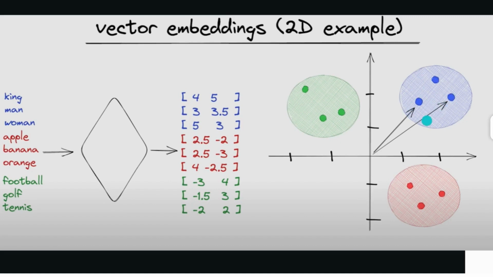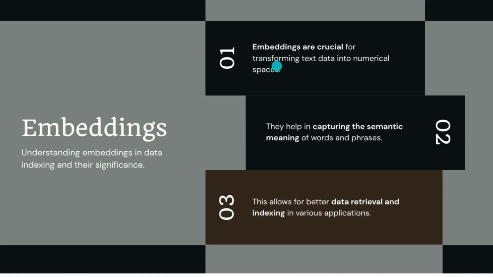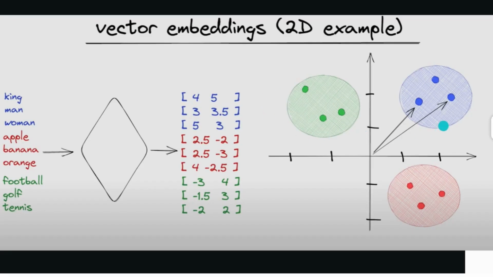What neighborhood are they in? In the neighborhood of human beings. So these are humans. Do you understand? So this is the space. Remember, here it said transforming text data into numerical spaces. So this is a numerical space. This is where, when they pass through the embedding, they will be plotted on the graph.